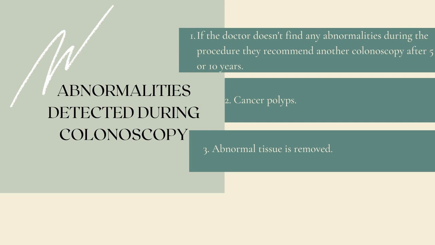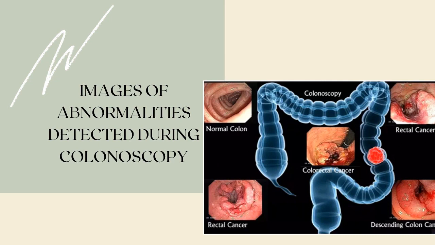If you have a polyp or any other abnormal tissue that couldn't be removed during the colonoscopy, your doctor may recommend a repeat examination with a gastrointestinal tract specialist. The person who specializes in the gastrointestinal tract is known as a gastroenterologist, who removes the large polyps and also undertakes any surgery to remove these polyps. This is the image of abnormalities detected during colonoscopy.